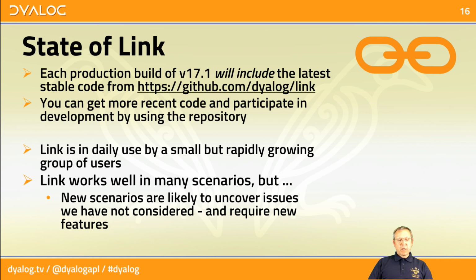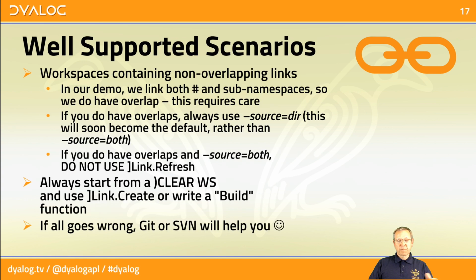We do need to say though that although it works well in the scenarios people have been using, it is likely that if you port your application to Link, you may uncover issues we haven't looked at. Some of the things that are really well supported are if you have workspaces with non-overlapping links. So you're just linking namespaces or just hash, the root of your namespace, to a folder. We know that this works really well.